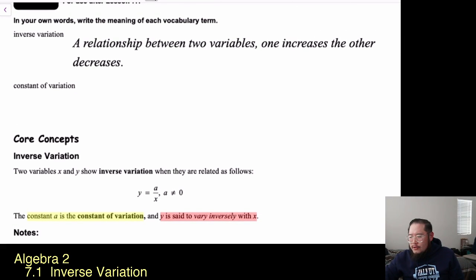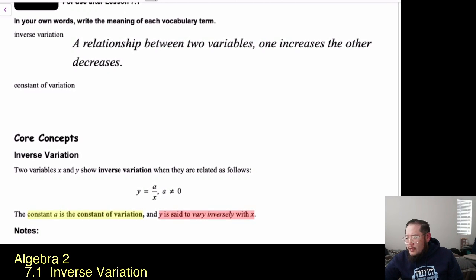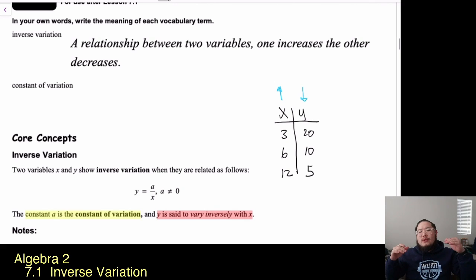Okay, first off, let me give you a table to start off with right here. I've got x and y. And let's go ahead, for values of x, I've got 3, 6, 12. And for y, we have 20, 10, and 5. So the relationship: one increases, the other decreases. Let's look right here. For x, I've got the values increasing because I'm going from 3, 6 to 12. With y, it's decreasing from 20, 10, and 5. It's going up and it's going down the same amount each time.